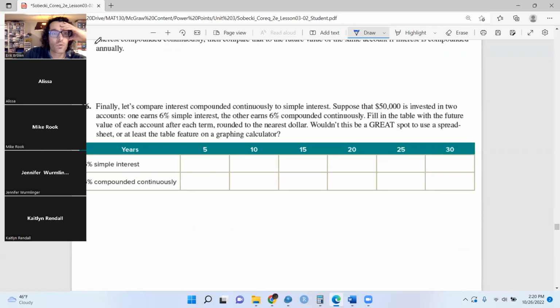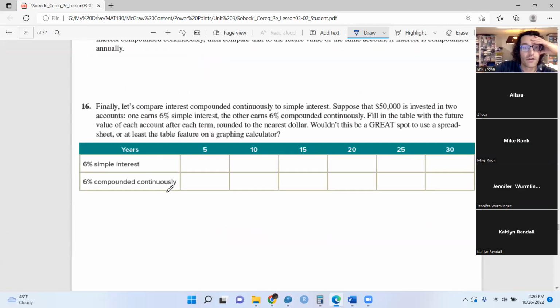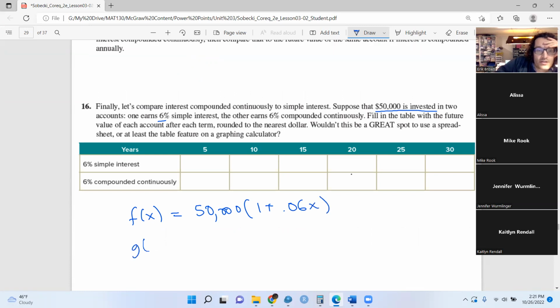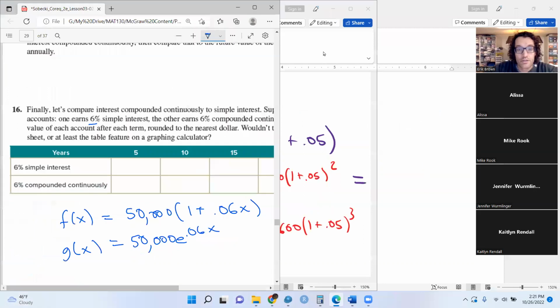So we're going to compare the simple interest rate with the compound interest rate, where we've invested 50,000 at 6% interest. So I'm going to write these two formulas out. So the simple interest, I'm going to call f of x. That's going to be 50,000 times 1 plus 0.06 times x. And then the g of x is going to be this compounded continuously rate. So this is going to be 50,000 times e raised to the 0.06x. And we're just going to compare these two amounts and see, you know, what happens over time.